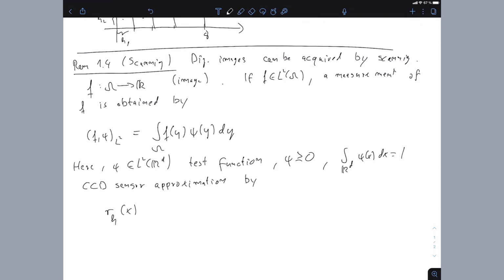So we define a function RH of x as follows. It is 1 over h to the d. And with h, think of the size of your individual sensors of your CCD sensor in your camera or smartphone, where x is smaller than h half, and otherwise it's 0.